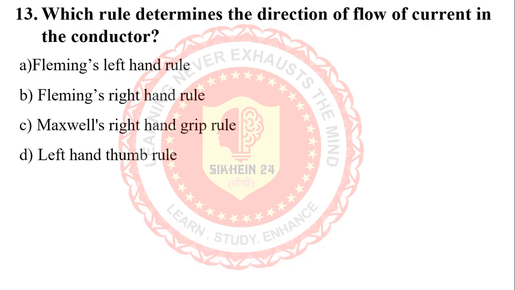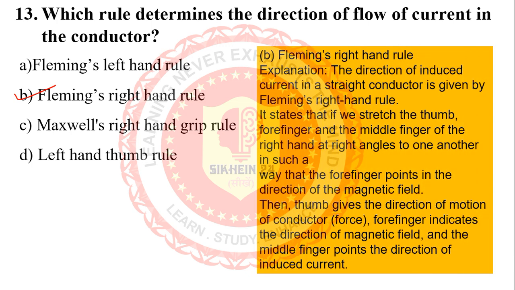Next question on your screen. Which rule determines the direction of flow of current in the conductor? A. Fleming's left hand rule. B. Fleming's right hand rule. C. Maxwell's right hand grip rule. And D. Left hand thumb rule. I think that B is the correct answer. Let's see the answer with explanation. Yes, Fleming's right hand rule.